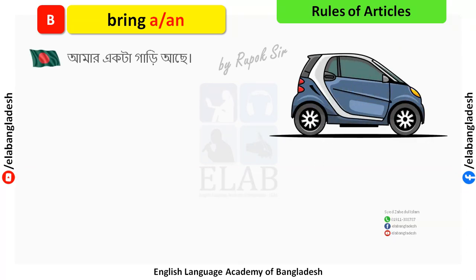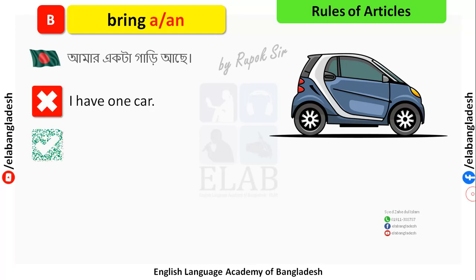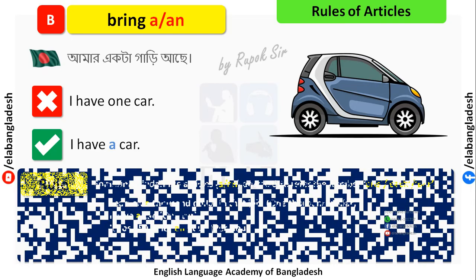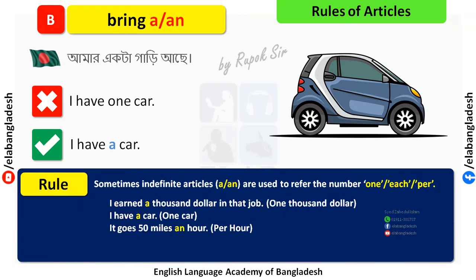I have one car. I have a car. Sometimes indefinite articles a or an are used to refer to the number one, or each, per. I earned $1,000 in that job. I have a car, one car. It goes 50 miles an hour, per hour.